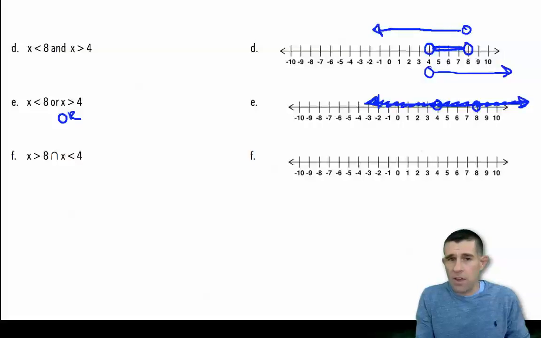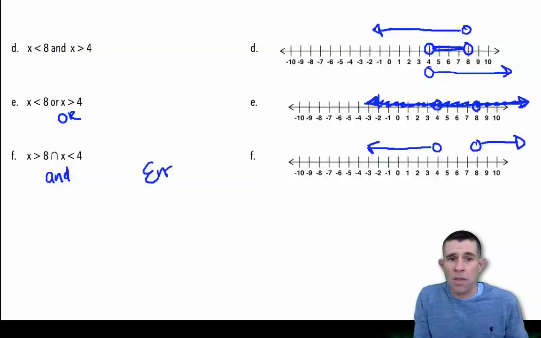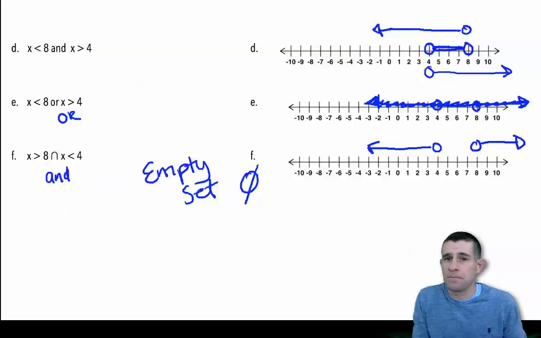All right, finally for f here, we see that we are back to the intersection or the overlap. This represents the word and. So we want all the values greater than 8 and less than 4. Well, since we're looking for the overlap here, and neither one of these two branches overlap, this is actually known as the empty set, or we could say that this is no solution.